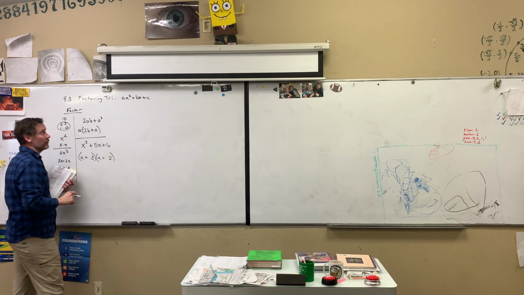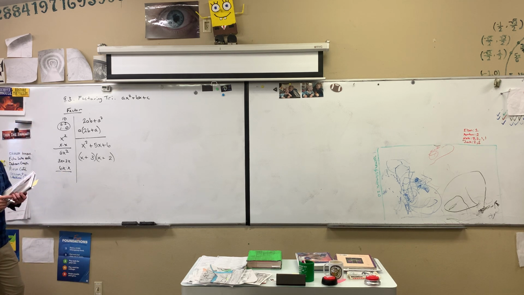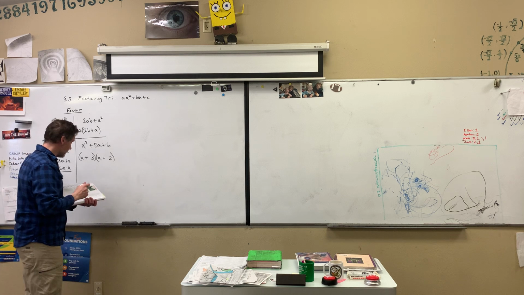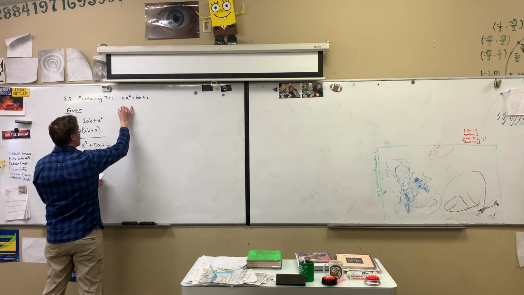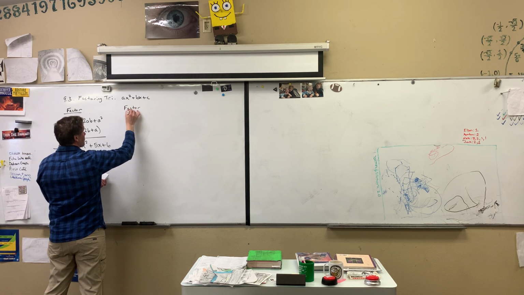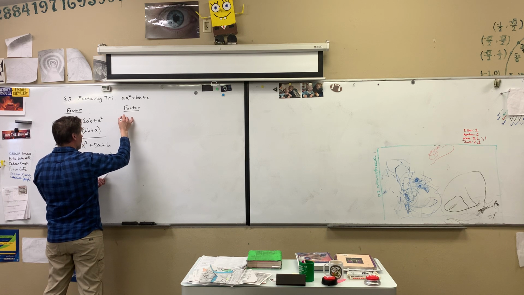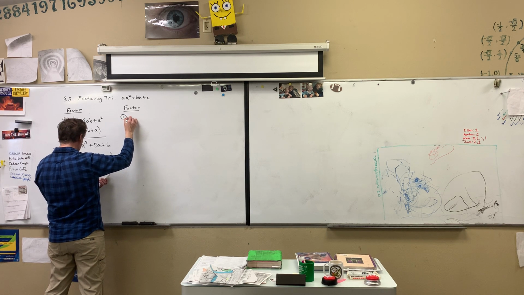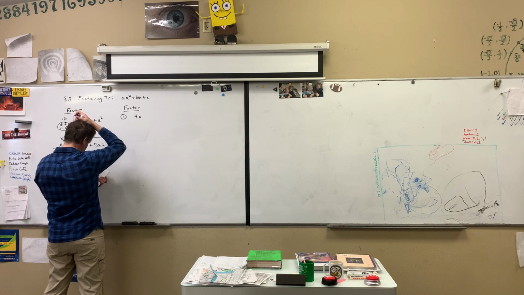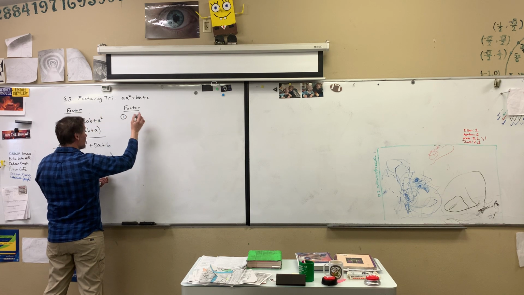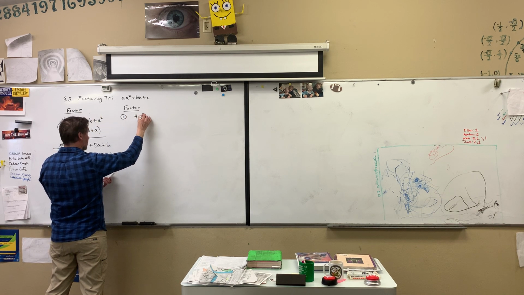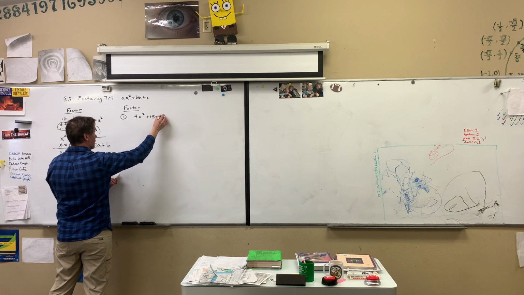Today, we are going to work with factoring trinomials, but with the ax squared, meaning a is not going to be 1. So let's do some examples here. When the coefficient is not 1, let's do this one: 4x squared plus 15x plus 9.